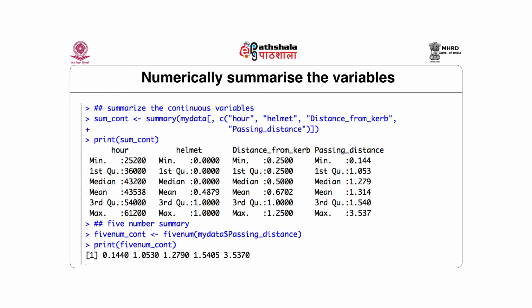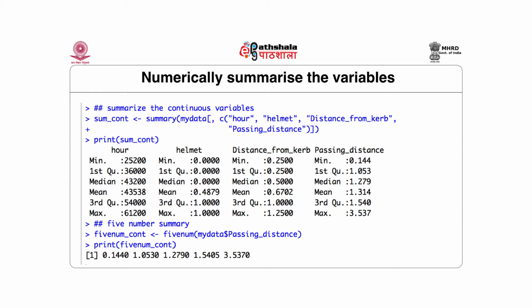We store the result of everything that we have done into an object which is known as sum_cont, which is essentially an abbreviated form of that. We are going to keep the summary of the continuous variables. And when we do this, we see that R gives us, in its own way, some measures of central tendency and dispersion. So what is the central tendency it reports? It gives us the median and the mean.